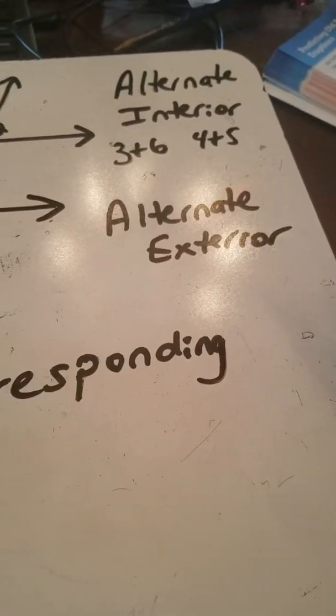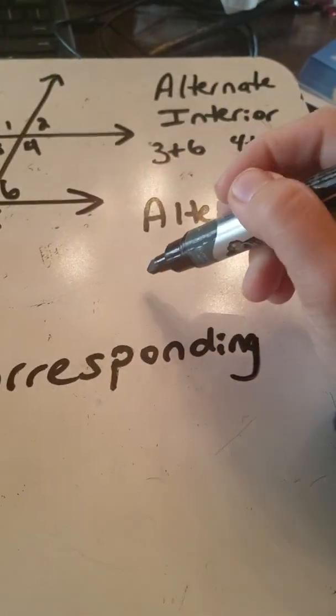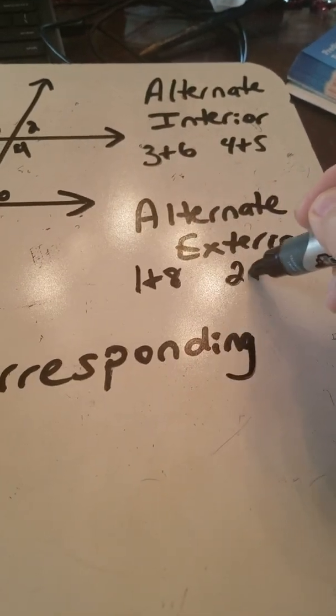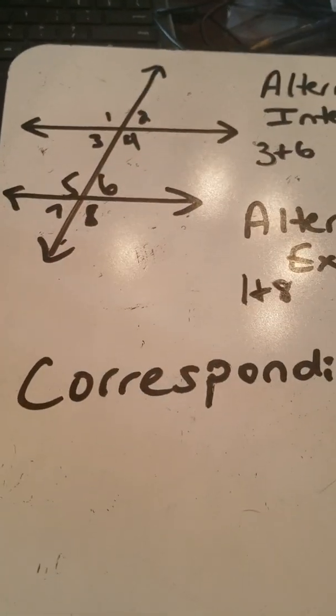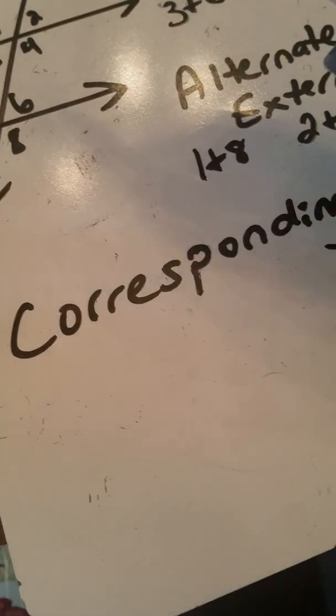You also have alternate exterior. Well, those are on the outside, and they alternate. So 1 and 8. Also 2 and 7. And they're alternating exterior, so they're equal. Corresponding are on the same side of the transversal, and they're equal.